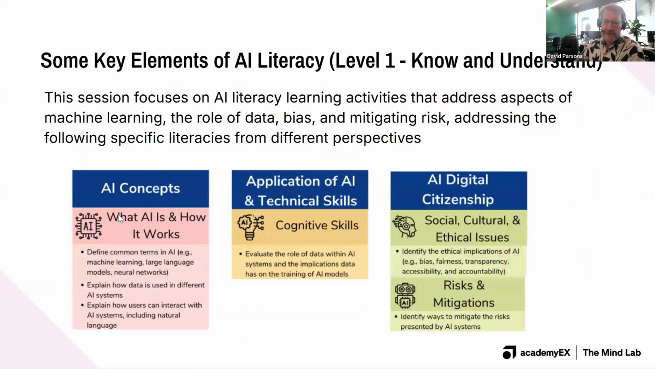So the sorts of things that we've been talking about tonight are machine learning, understanding data, how we can interact with AI systems, the implications of data on training of models, ethical implications, particularly bias, and how we might mitigate the risks of AI systems. I hope we've touched on all of those in one way or another.